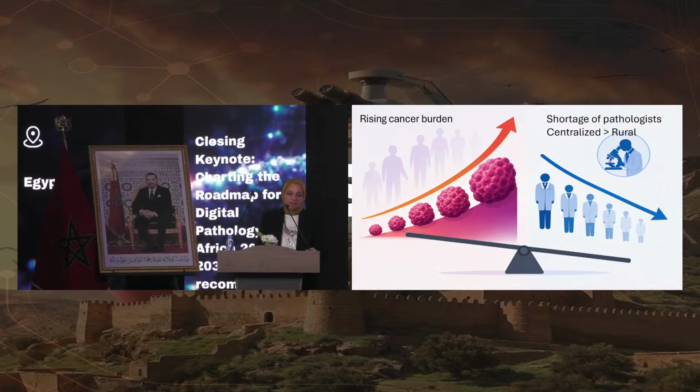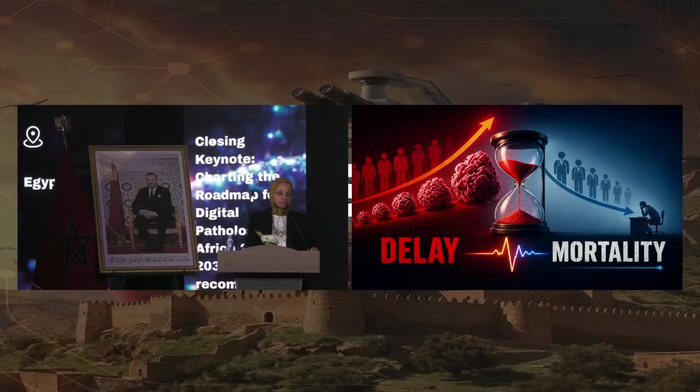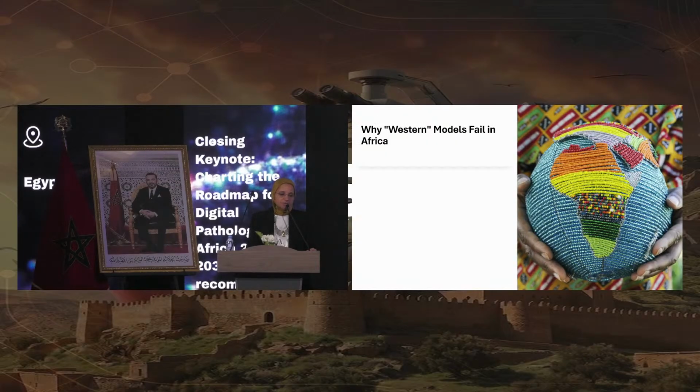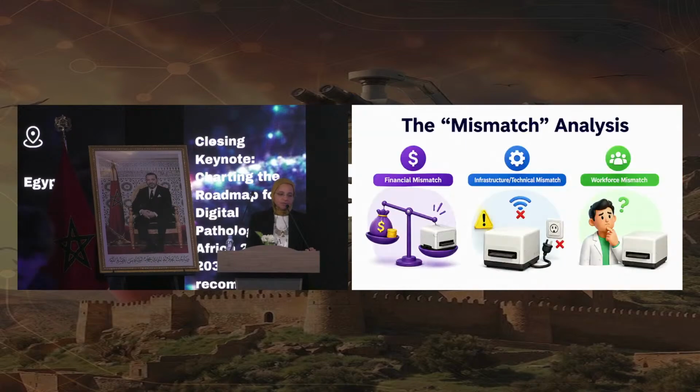The problem is that the cancer burden is rising, and that there is a drastic shortage of pathologists with, again, drastic inequity in distribution. In our case, delays mean deaths, mean mortality, and this can never be accepted. So, to make a long story short, why can't we adopt solutions from the first world? Why can't we function according to the traditional models or the Western models?